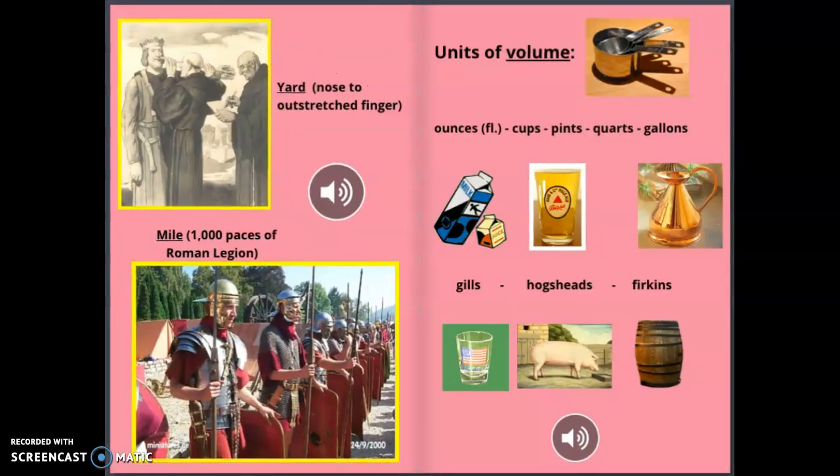These measurement units you're familiar with: the yard, the mile, fluid ounces, cups, pints, quarts, gallons of gasoline. We've heard all these before. Some you're probably not familiar with: gills, hogsheads, and firkins. Well, a gill is a shot glass size. A hogshead is exactly what it sounds like. When they would butcher the hogs, they wouldn't throw the heads away. They'd scoop out the brains, put a strap on it, and use it like a bucket. A firkin is a small wooden barrel. We don't have much use for these things anymore.